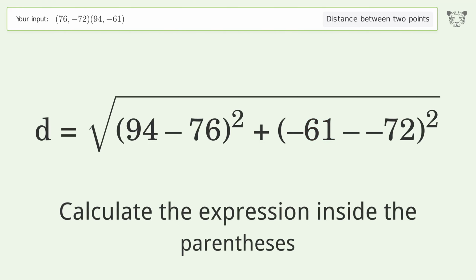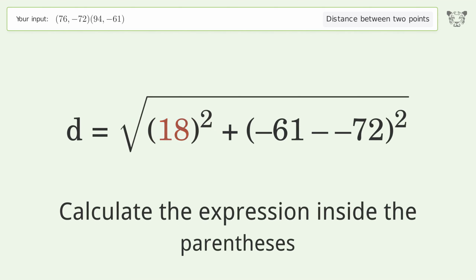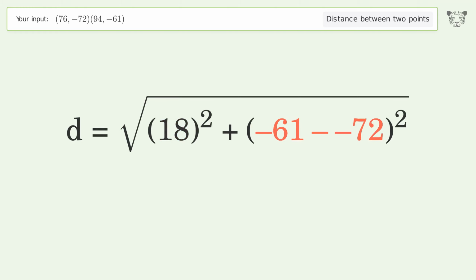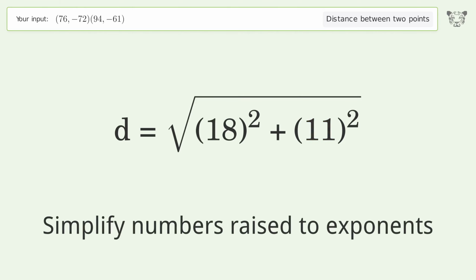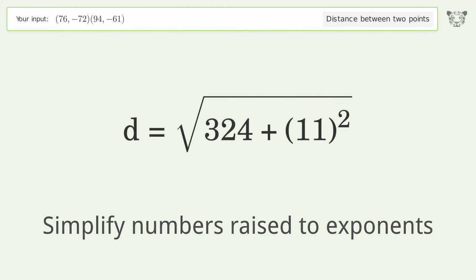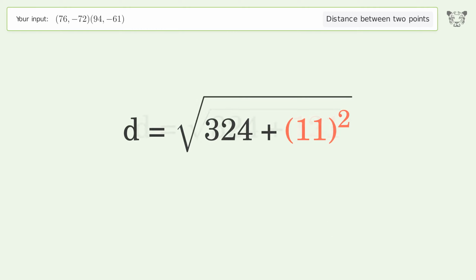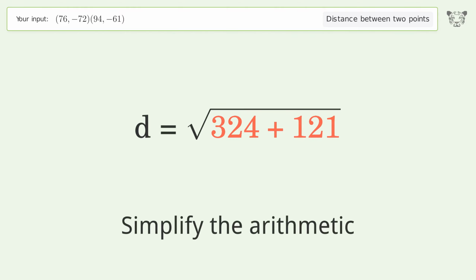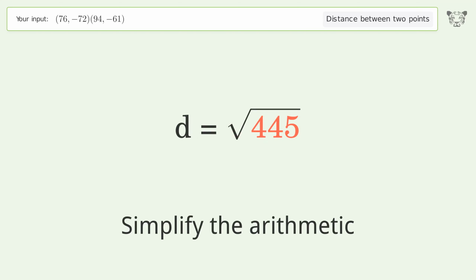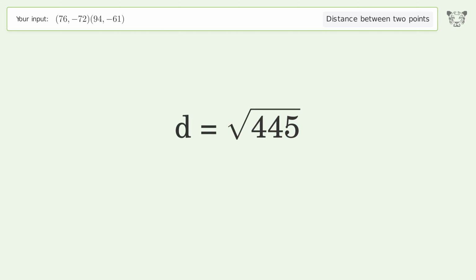Calculate the expression inside the parentheses. Simplify numbers raised to exponents. Simplify the arithmetic. And so the distance between the 2 points is the square root of 445, or 21.095.